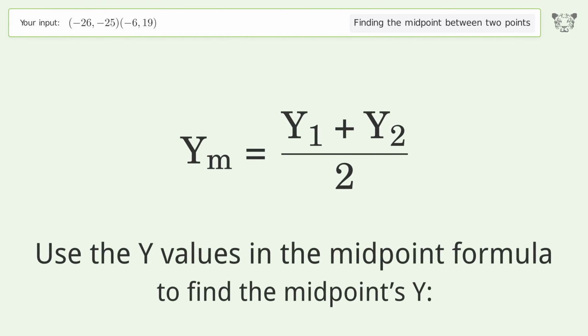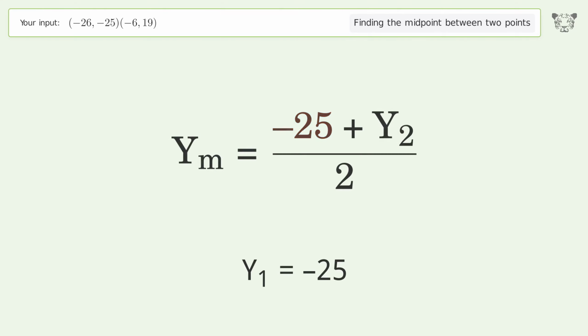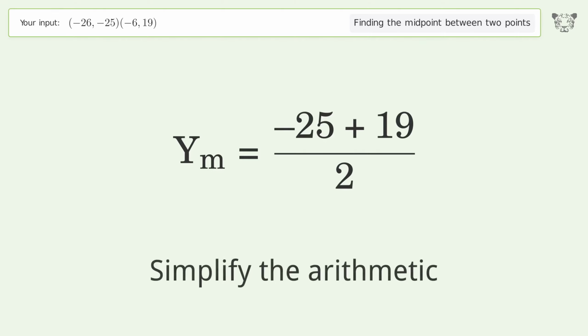Use the y values in the midpoint formula to find the midpoint's y. y1 equals -25. y2 equals 19. Simplify the arithmetic.